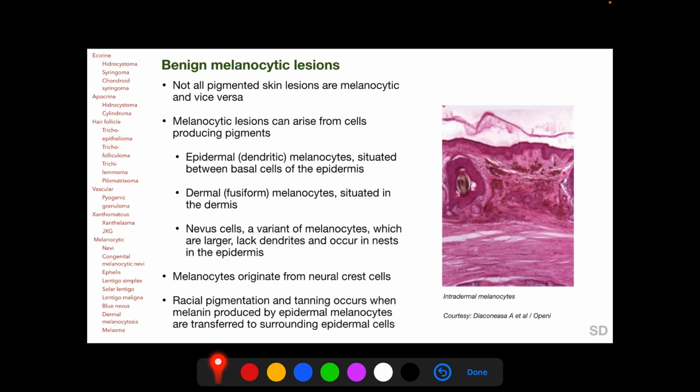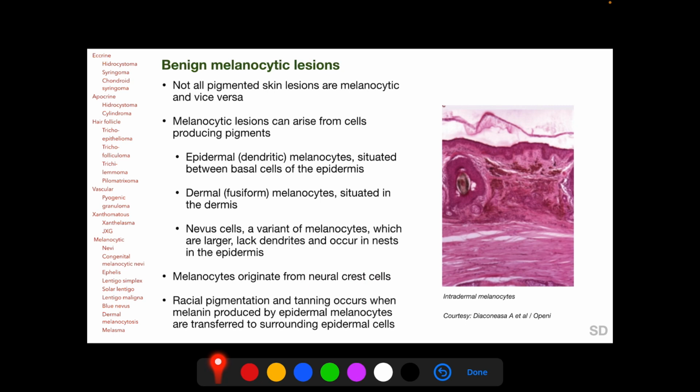Benign lesions of melanocytic origin are varied, and melanocytic lesions arise from cells producing pigments, and not all pigmented lesions are melanocytic. Also, not all melanocytic lesions are pigmented. And these cells include epidermal or dendritic melanocytes situated between the basal cells of the epidermis, the dermal or fusiform melanocytes situated in the dermis, and the nevus cells, which are considered a variant of melanocytes or immature melanocytes, appear larger, lack dendrites, and occur in nests in the epidermis.